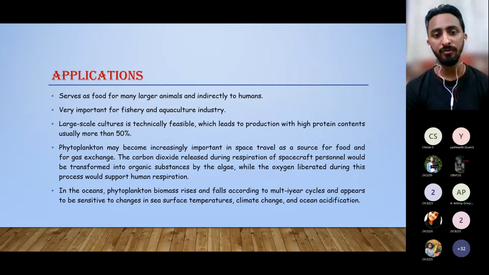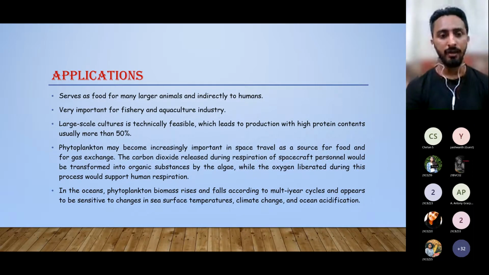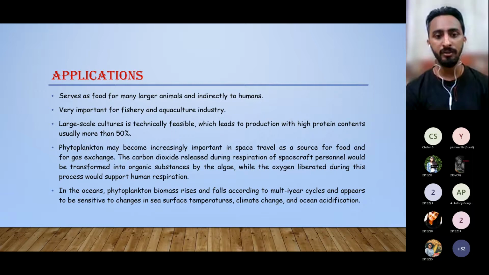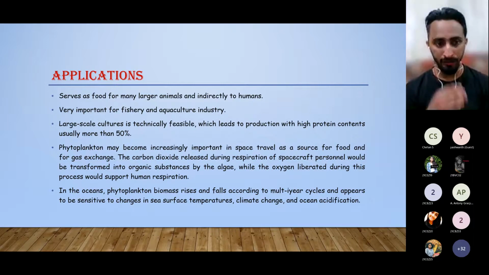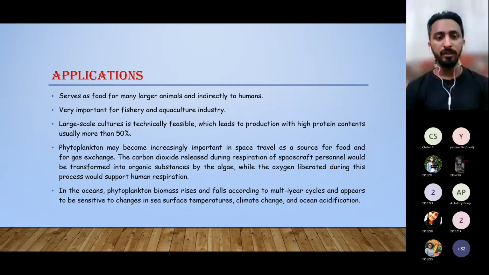So culturing phytoplankton on a large scale in big industries or processes is very common and very much in demand these days because of its easy culture techniques. Then you have another component that is a very ongoing and hot topic these days. Phytoplankton may become increasingly important in space travel as a source of food and for gas exchange.